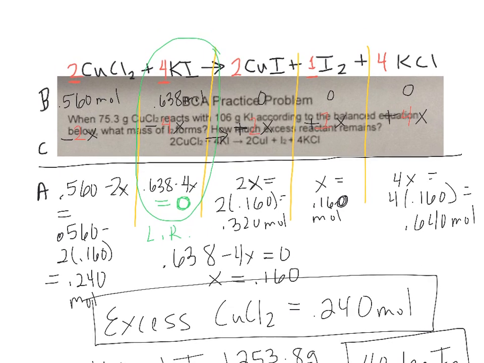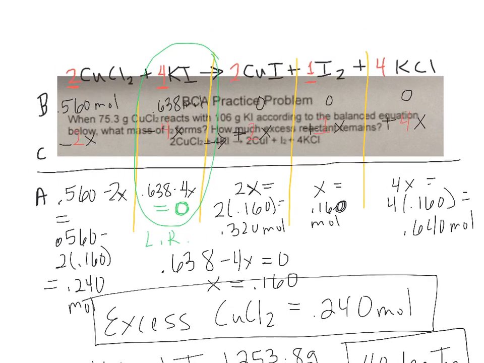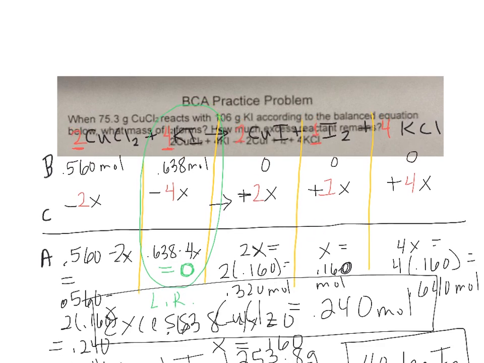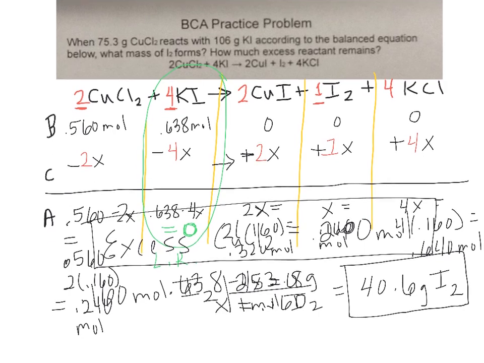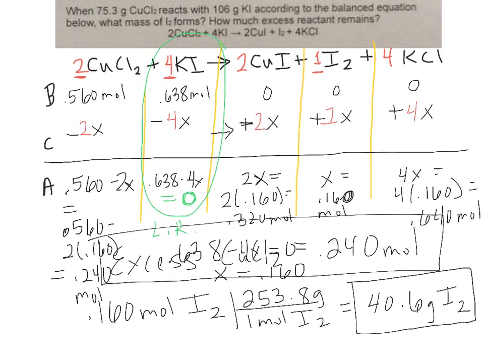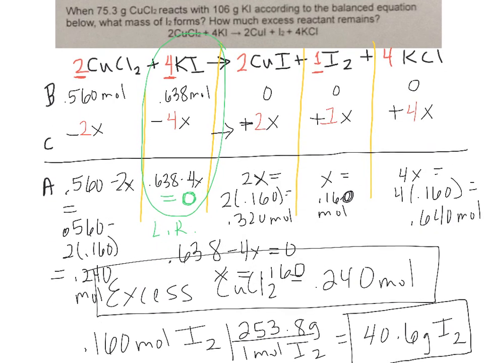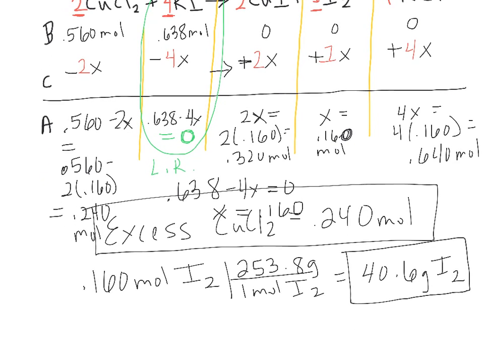So just remember, everything's got to be in moles. And the other tip I have for you is make sure that when you do the change is where you deal with the coefficients. That's the only place that you're going to have to worry about coefficients is when you do that change part. You see the numbers there in red. That's the only time you have to worry about the coefficients.